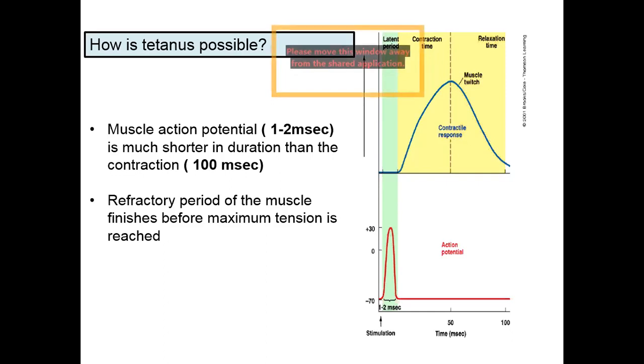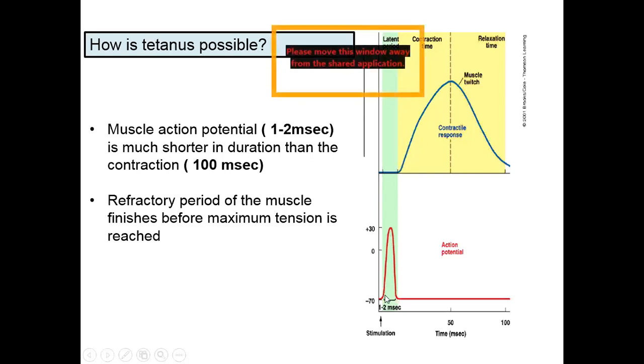Ma'am, could you explain the refractory period of the muscle again? Okay. If you observe, this is the electrical response and this is the mechanical response. So they occur one after the other. When I apply a stimulus, first there will be an electrical response. And when the action potential is generated, the muscle is still under the latent period. And then it will start to increase the muscle tension.